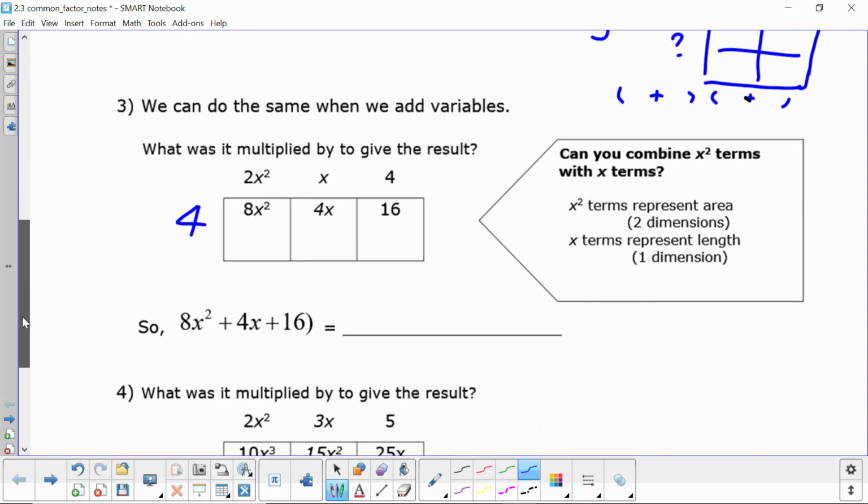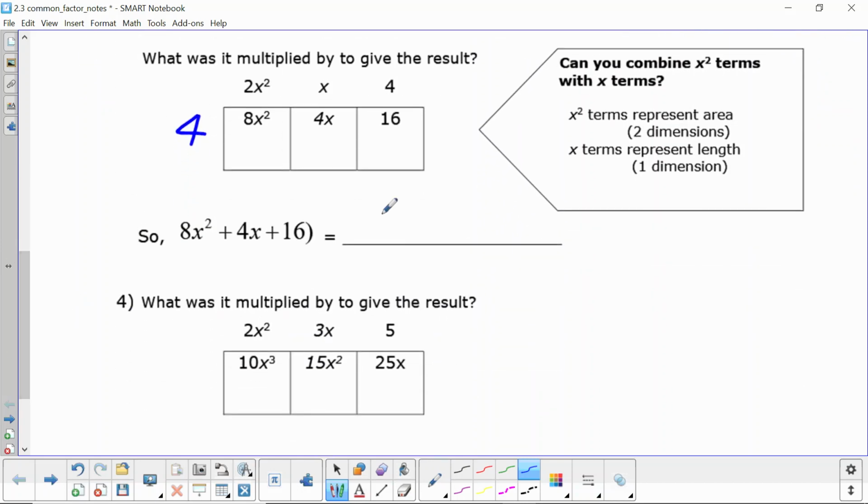Then we could write it as a factored form. It will be 4 times, we use a bracket with no sign, which means times, 2x squared plus x plus 4. Then we call this a factored form. And going from 3 terms to 1 term times 3 terms, we call that factoring. So now we are going to practice more.